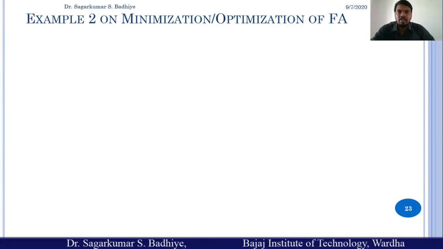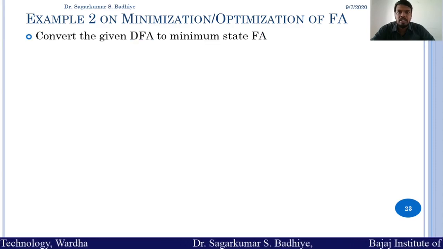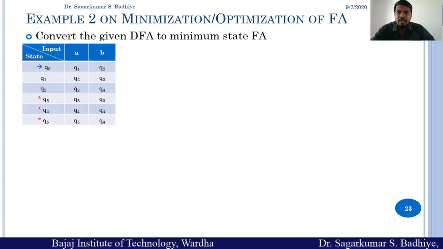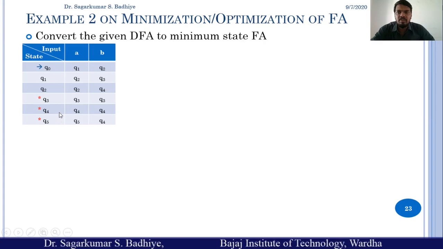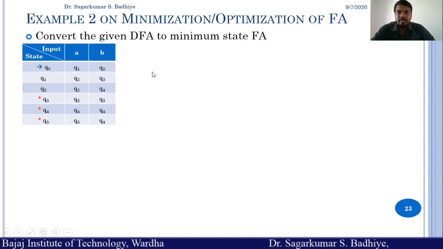In this class, we are going to consider another example on minimization or optimization of finite automata. We would be converting the given DFA to a minimum state finite automata. The DFA is represented by the transition table where Q0 represents the initial state, Q1 and Q2 are the intermediate states, and Q3, Q4, Q5 represent the set of final states. The transition is given by the table for the input symbols A and B.